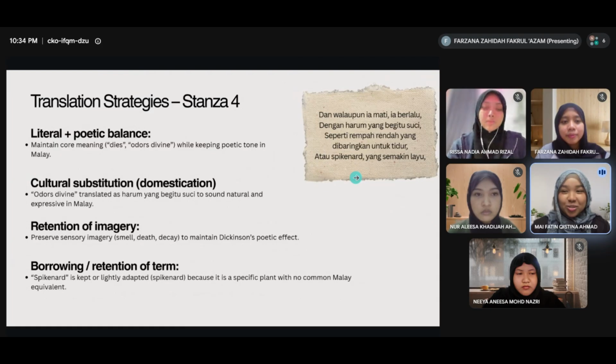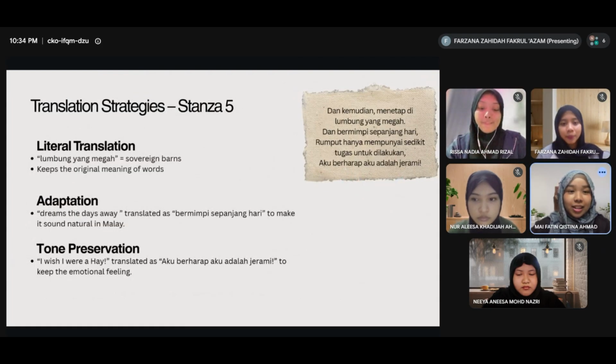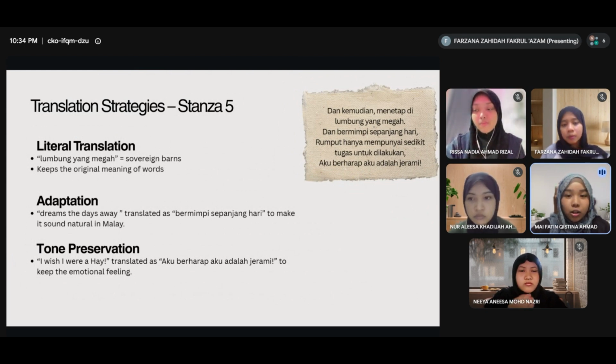Alright, so thank you, translator 4. Next slide, please. Thank you. So this is my Malay translation of the final stanza, which is stanza 5. In this part, I translated the idea of the grass becoming hay and living a peaceful life inside a barn. Then I will explain to you all about the translation strategies that I have used for stanza 5.